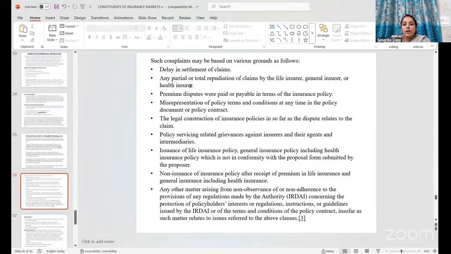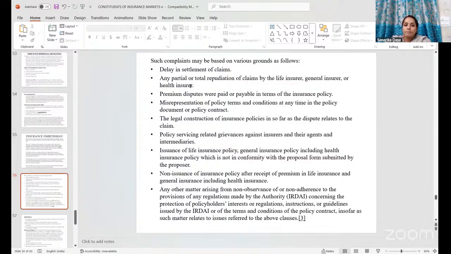Premium disputes, whether paid or payable in terms of the insurance policy. Any disputes or complaints regarding premium, whether it has been paid or is going to be payable in the future, and if policyholders have any problem with these premium payments, then they can reach out to the insurance ombudsman. Misrepresentation of policy terms and conditions at any time in the policy document or policy contract. If there is a misrepresentation of the policy terms and conditions by the insurer at any time during the policy contract term period, then they can reach out to the ombudsman.